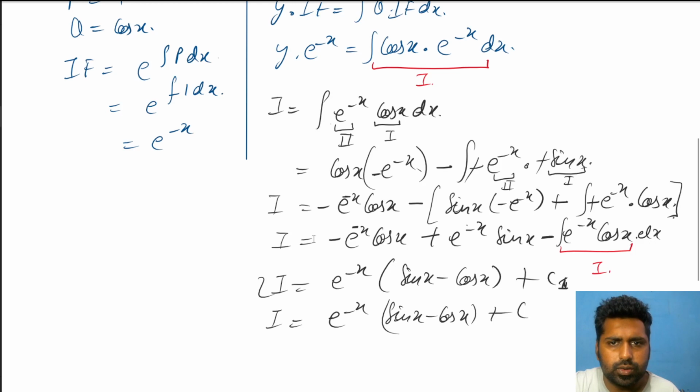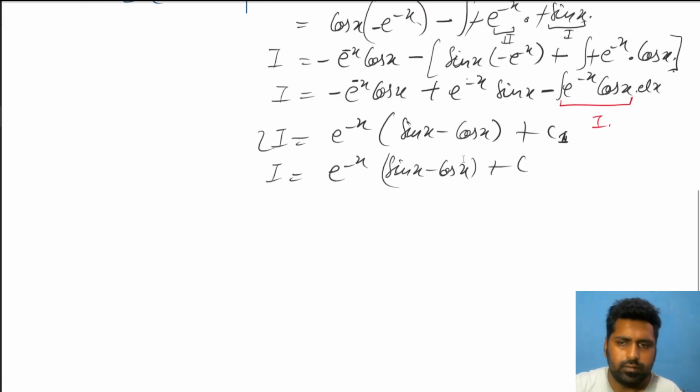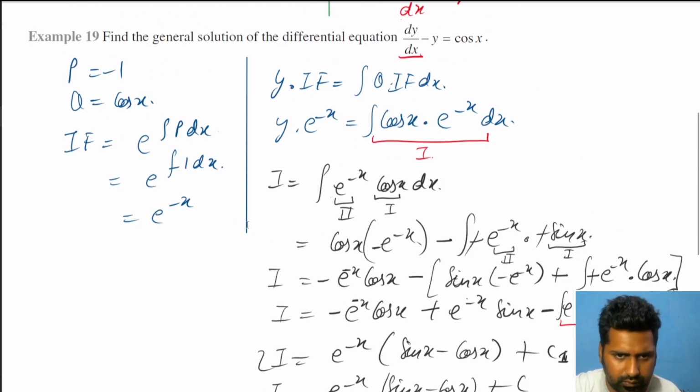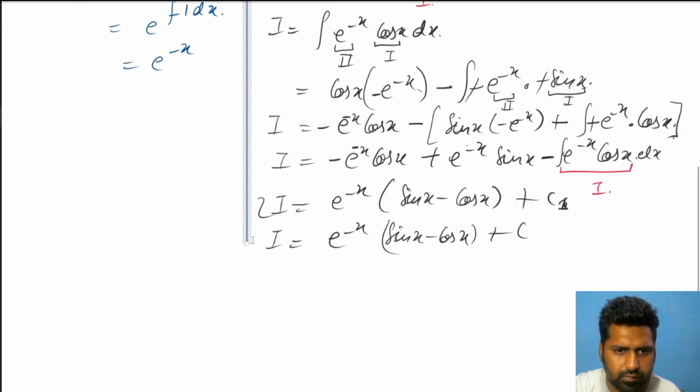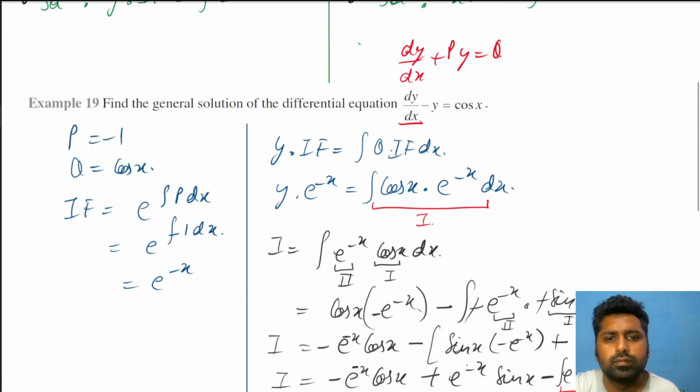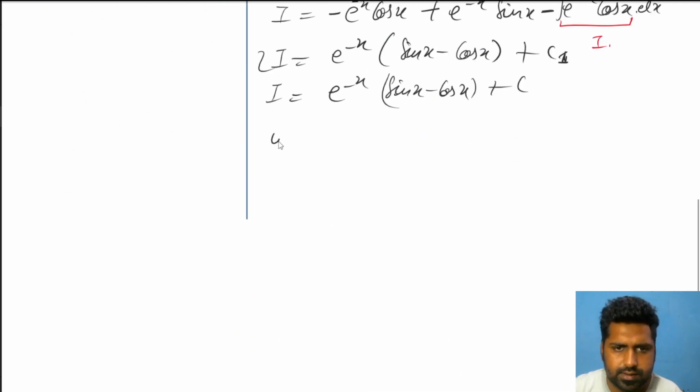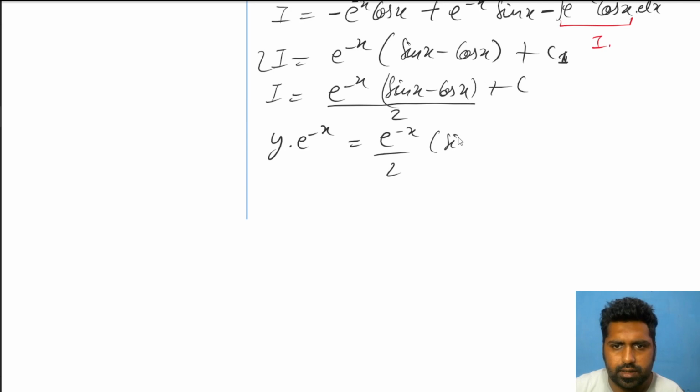This is the result, so let's put it here. Y into e raised to power x, y into e raised to power minus x. So the solution is basically y into e raised to power minus x is equal to integration, we have already done, e raised to power minus x by 2 sin x minus cos x plus c.